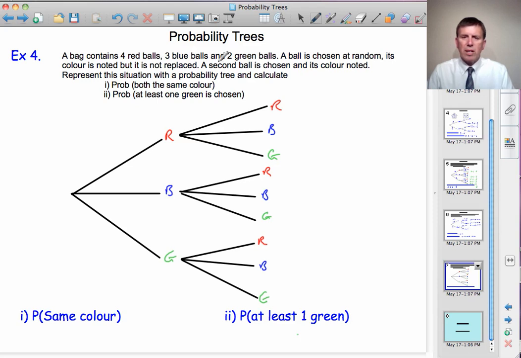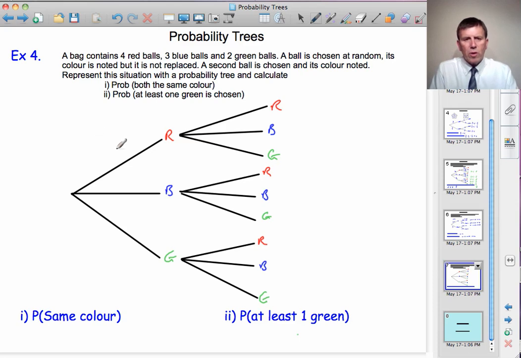A second ball is then chosen and its colour noted. Represent the situation with a probability tree and calculate the probability that they're both the same colour and the probability that at least one is green. And what will happen here is, because we don't put the ball back in the bag, the probabilities down this second set of branches will change. Let's have a look.